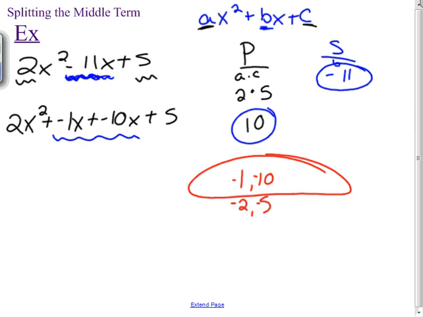I do like to do plus negatives for each of them because we're going to have to factor out negative numbers sometimes along the way, and we have to be careful. You can put the negative 10x first and the negative 1x second. It's totally up to you.